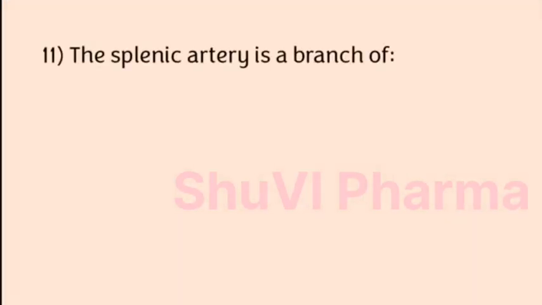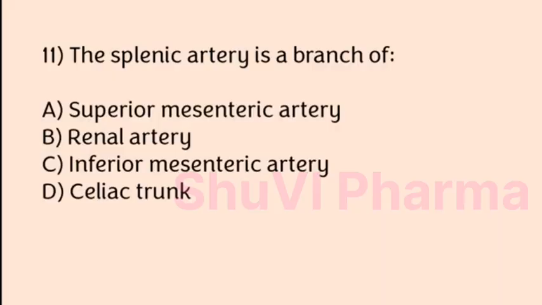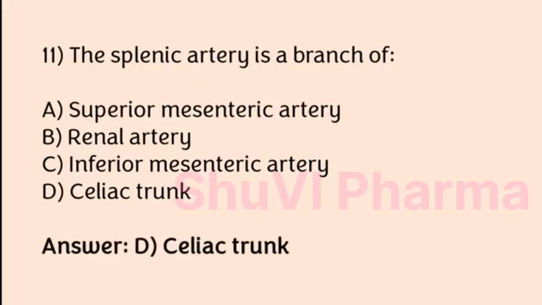The splenic artery is a branch of superior mesenteric artery, renal artery, inferior mesenteric artery, celiac trunk. The correct answer is option D. The splenic artery is a branch of celiac trunk.